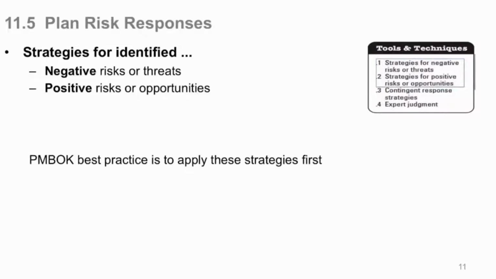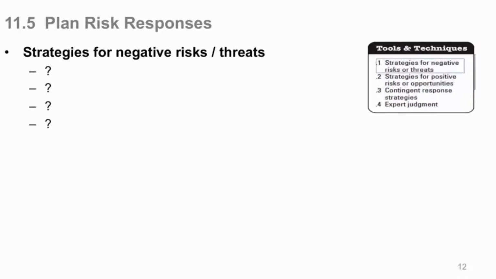Now there's a number of strategies for identified risks, which means listed in your risk register, strategies for handling and preparing risk responses for identified risks. Now for both negative and positive risks, PMBOK says the best practice is to apply these strategies first. So for each risk, you either avoid the risk, or you transfer the risk to somebody else. You still own the risk. So if you transfer the risk and who you transfer it to doesn't do a good job with the risk, it still affects you and you still own it and they're accountable for it, but you can transfer the responsibility to some other entity, to some other person, so they're responsible for watching this on your behalf.